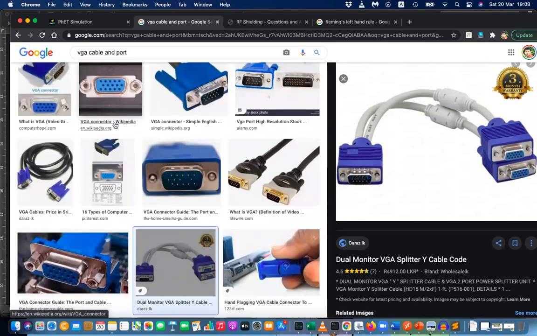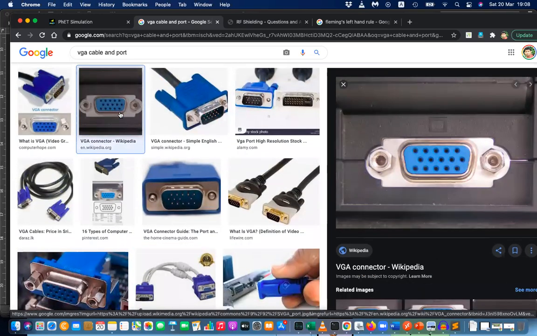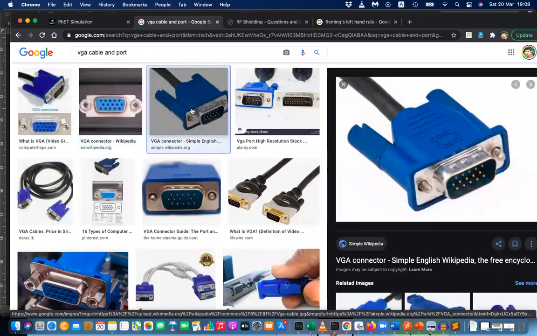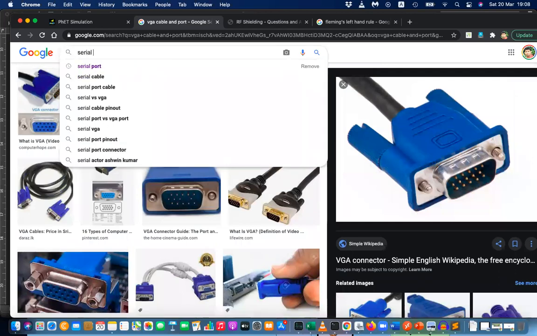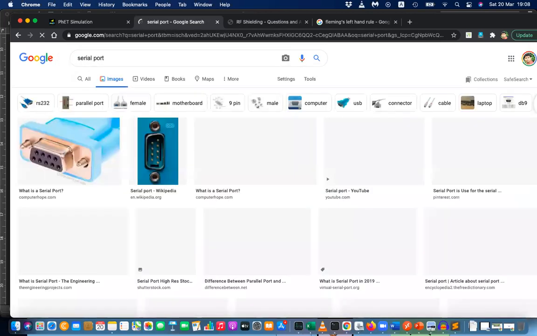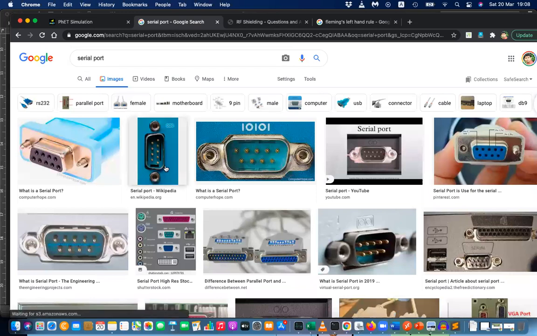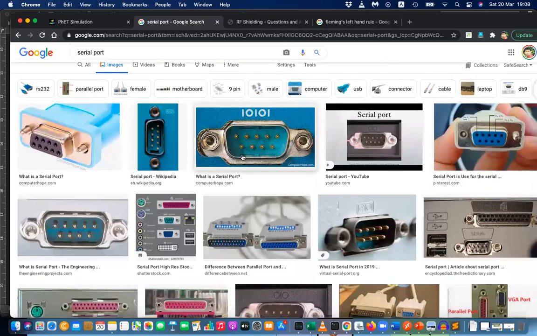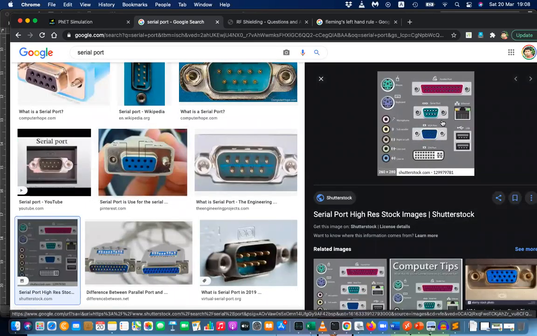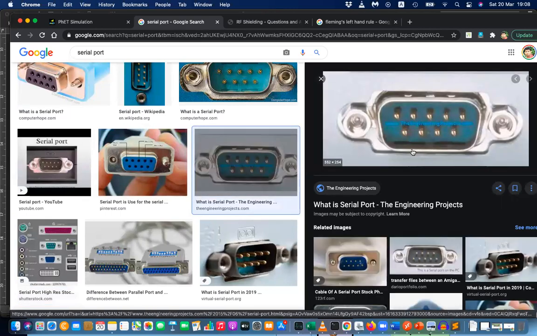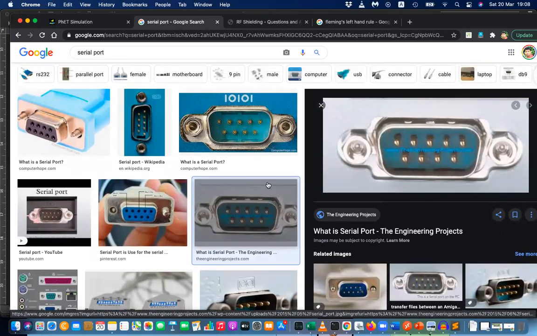Male to female. VGA male to female connector converter. Here you can see VGA female port, VGA male cable. Right? I have seen so, the serial port, see. Serial port. Is it a female port or male port? This is the serial port. You can see this. Yes, this is the serial port. Is it a male port or female port?